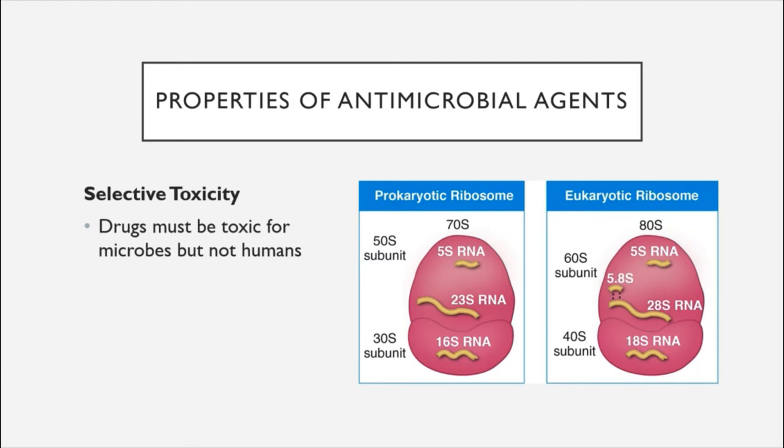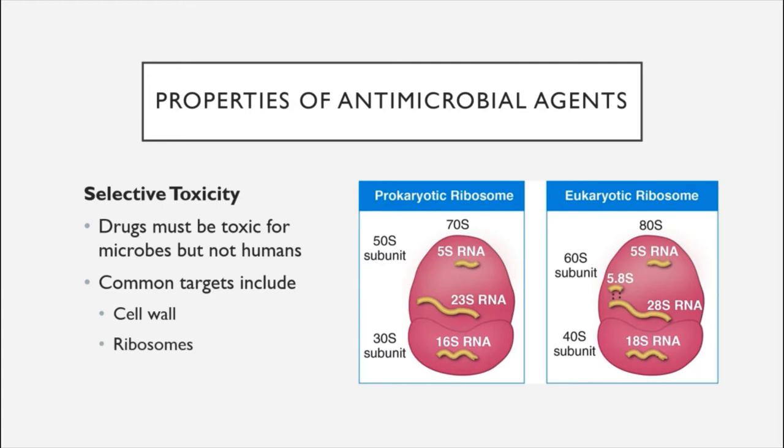So this means that when developing a drug, it's important to target unique features of a microbe, such as, for example, their cell wall. Cell walls are a common selectively toxic target of drugs because animal cells, our cells, do not have cell walls, and therefore compounds that are designed to target and destroy cell walls should have little effect on our cells. Ribosomes are another very common target.